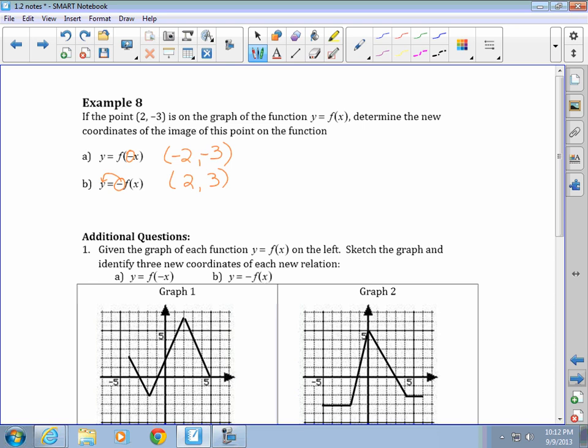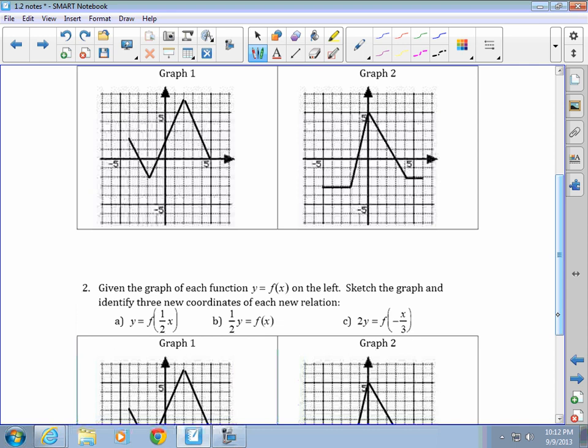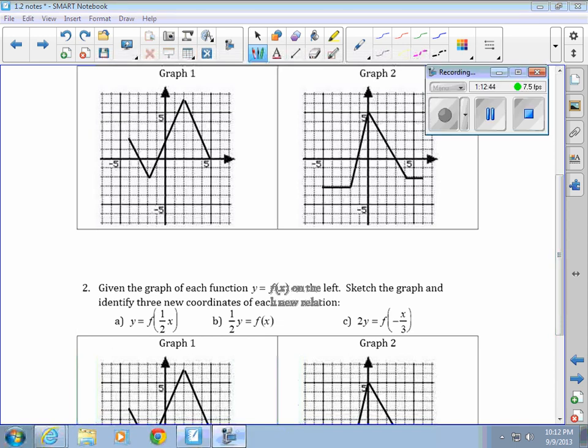And that's it. The additional questions, you can work on those on your own, and then we can go over them. You can work on your assignment, which will be in your booklet, and do that for next class.